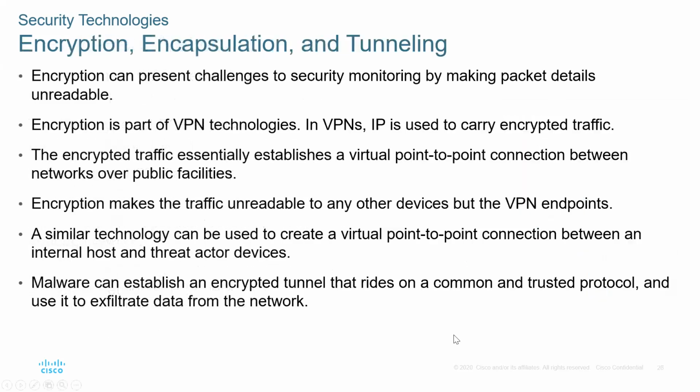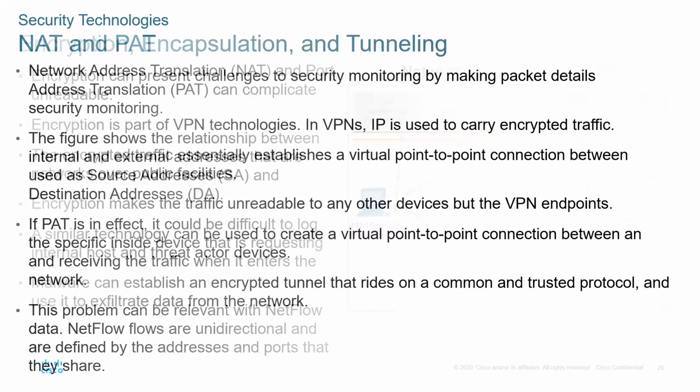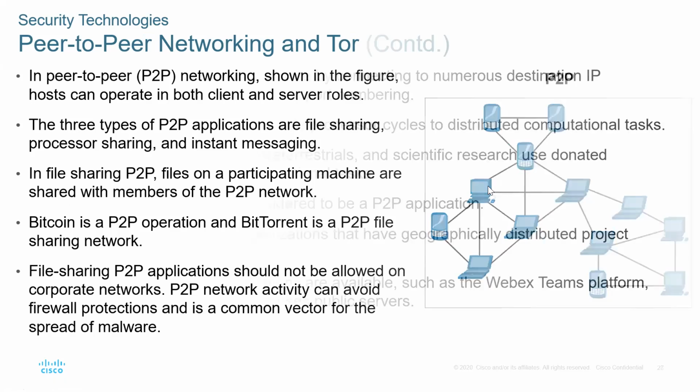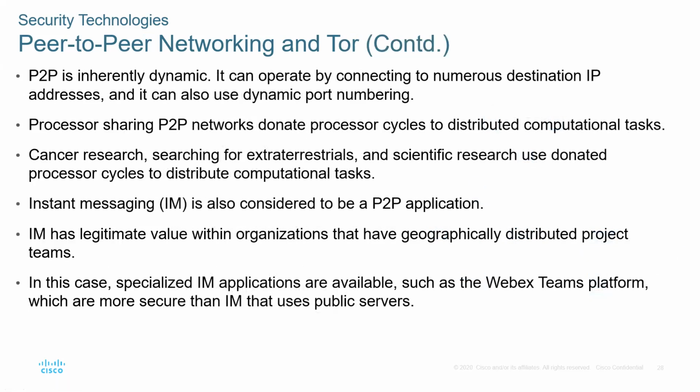P2P network activity can be avoided by firewall protections, and it's a common vector for the spread of malware. So you could have things that are spreading malware just by creating these peer-to-peer connections. So you should be blocking this on a corporate network. There should be no reason to grab from this particular style of networking. Because of its nature, peer-to-peer is inherently dynamic, and therefore it can operate by connecting to numerous destination IP addresses, and it can also use dynamic port numbering.